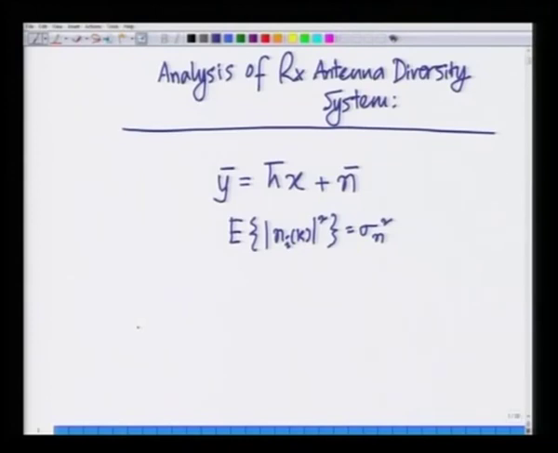Alright. So, now let me start analyzing this thing. Let me start analysis. Let me go to the next page. Let me start analysis with signal detection. Now, how to detect the signal in this system?